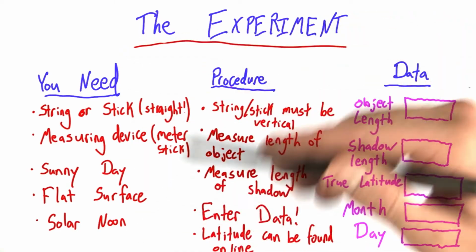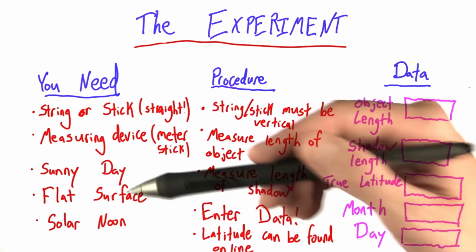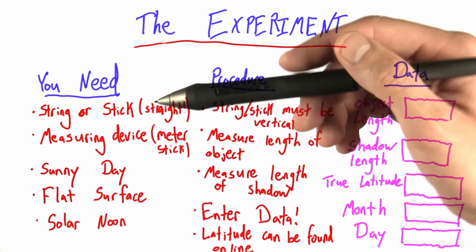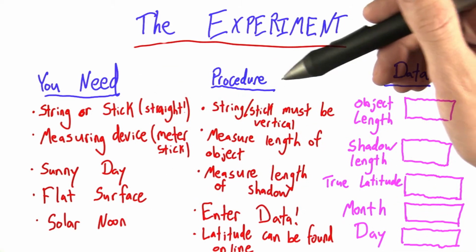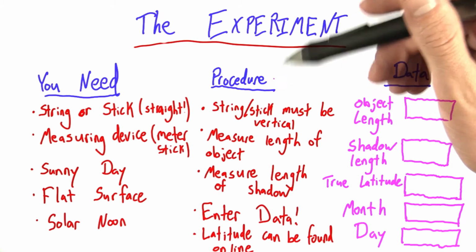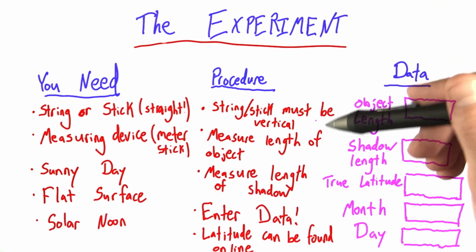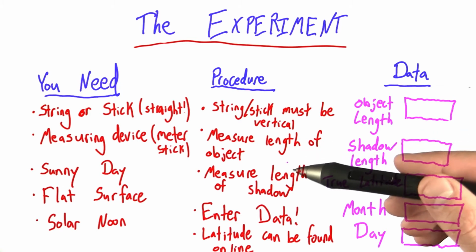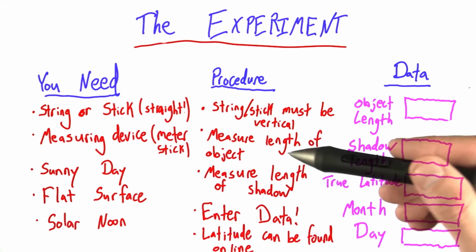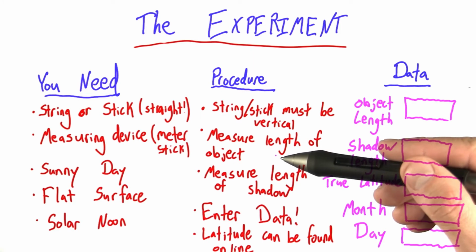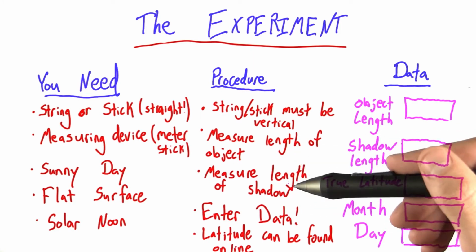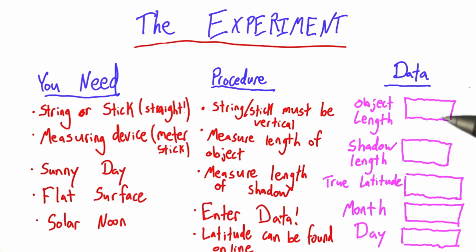Now, once you have everything you need, it's solar noon in your location, you have a sunny day and a flat surface, you have your measuring device and your stick or string, the procedure is basically what you saw in the previous video. Make sure the string or stick is vertical, measure the length of whatever object you're using. So in the case of the experiment I did, that was the string with the mass on it. Next, you want to measure the length of the shadow, and be sure to record both of these. And then you're going to enter your data here.